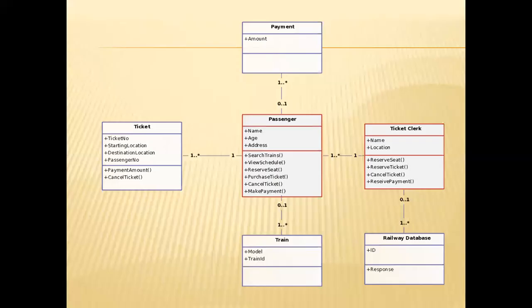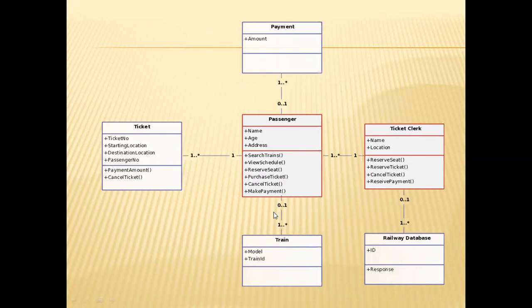Next one, railway reservation system. In an offline railway reservation system, we have different types of objects. Passenger is one object, a person. Ticket clerk is another person. Next is the ticket, which is a thing, and next is payments. Every passenger has a relationship with the train. Train is one object.